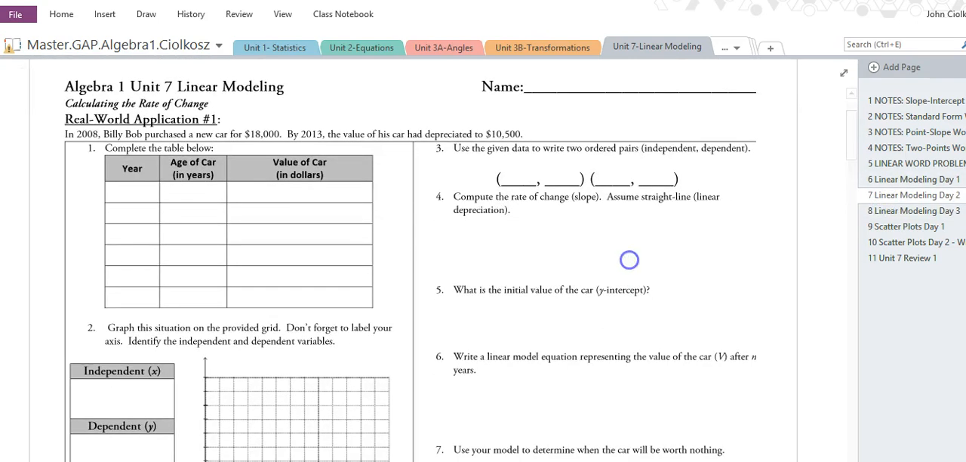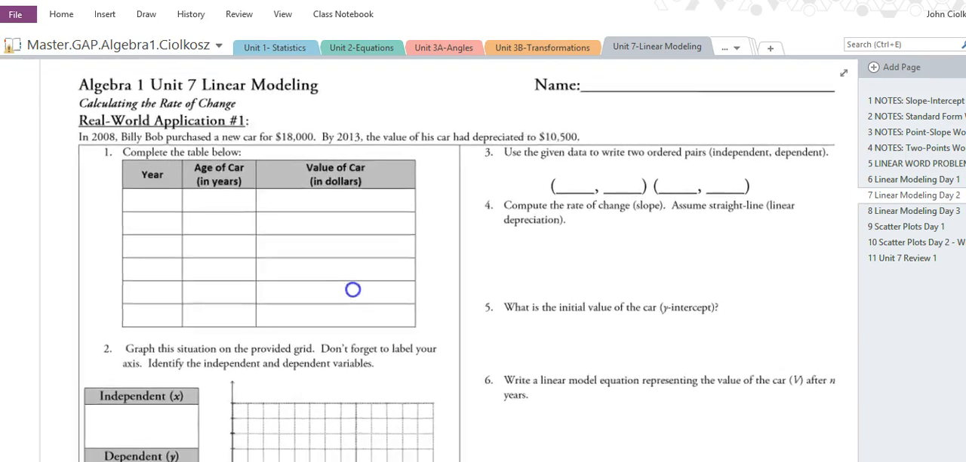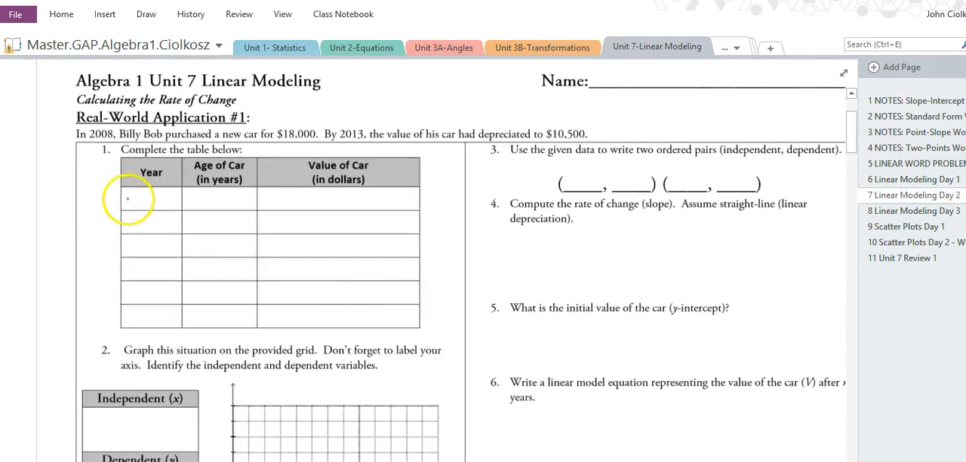Alright, for these, we're actually going to skip over this table a bit, but we are given some points, so we'll write them in. In 2008, Billy Bob purchased a car for $18,000. So in 2008, he got the car for $18,000. By 2013, it depreciated to $10,500.